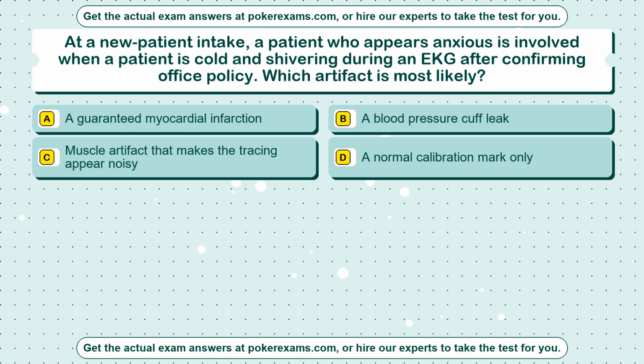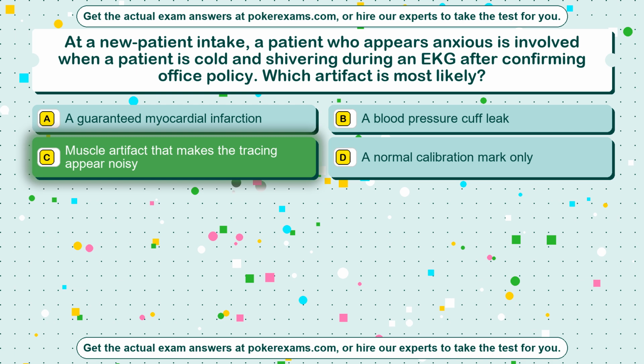Question 38. At a new patient intake, a patient who appears anxious is involved when a patient is cold and shivering during an EKG after confirming office policy. Which artifact is most likely? Option A. A guaranteed myocardial infarction. Option B. A blood pressure cuff leak. Option C. Muscle artifact that makes the tracing appear noisy. Option D. A normal calibration mark only.